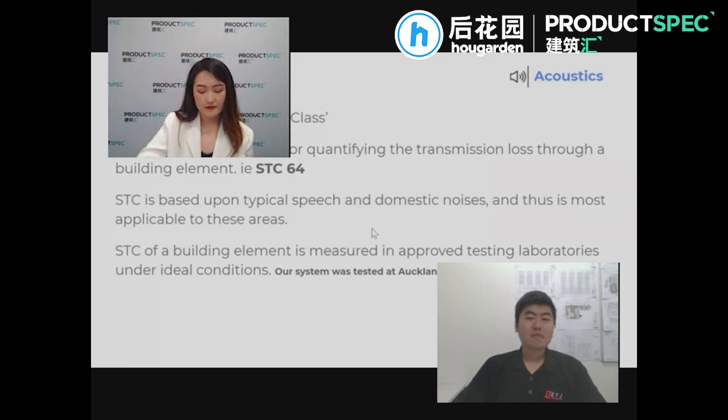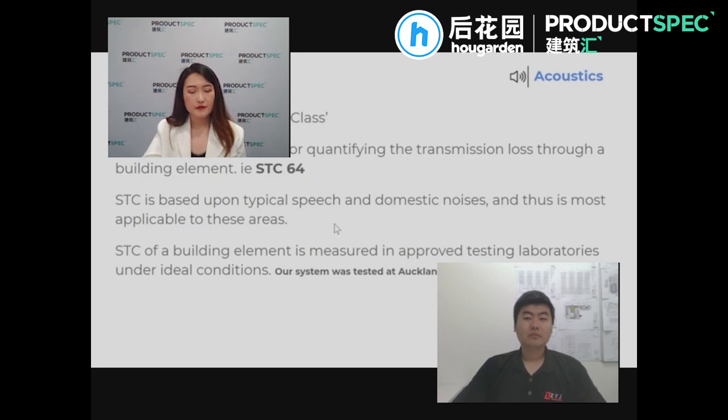With our standard system, the minimum is 64. What that means is you have some redundancy, so you have a higher ability to resist acoustic noise and transmission into the neighboring property. It is based on typical speech and, as we noted earlier, washing dishes, walking around, medium music.